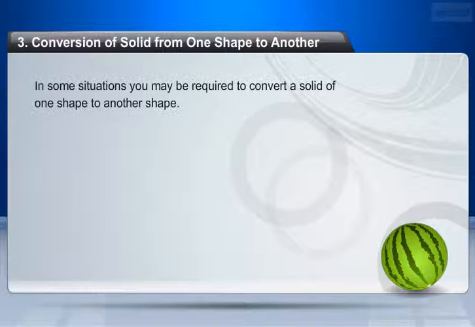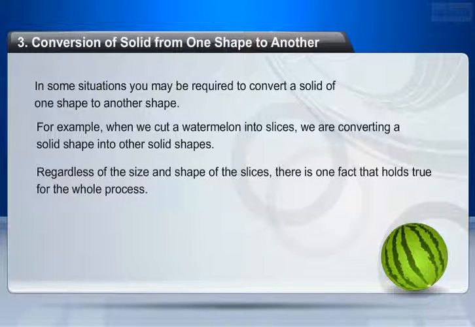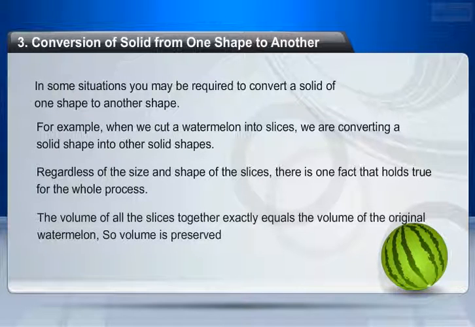In some situations, you may be required to convert a solid of one shape to another shape. To illustrate, when we cut a watermelon into slices, we are converting a solid shape into other solid shapes. Regardless of the size and shape of the slices, there is one fact that holds true for the whole process. The volume of all the slices together exactly equals the volume of the original watermelon.